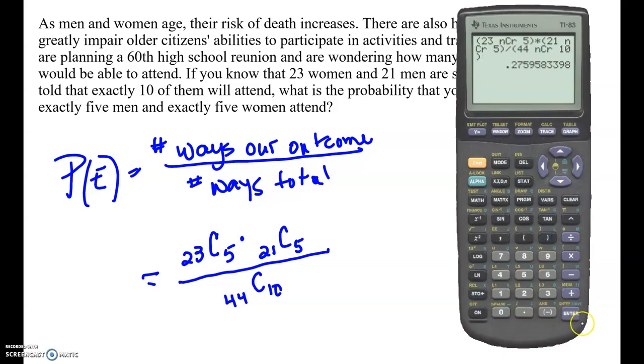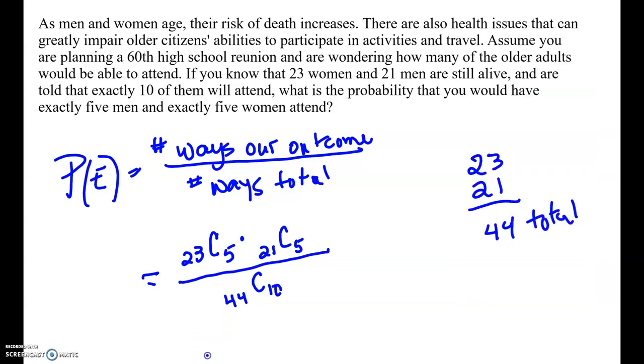And that will give me my answer here, 0.276, let's say. So that means there is a 0.276 probability, or a 27.6% likelihood, that we would have exactly 5 men and 5 women from this group.